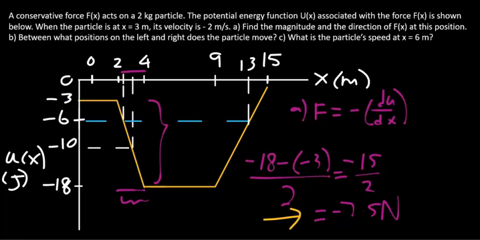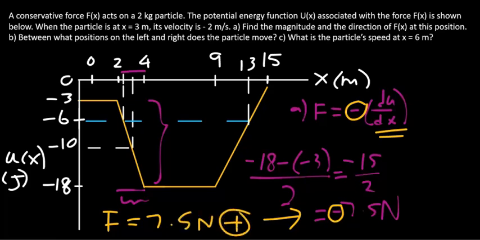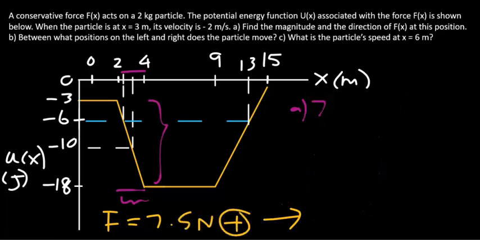This is just the slope, this part. Do not forget the negative sign, so this negative will cancel that negative, giving you a value for the force of 7.5 newtons in the positive x direction. So the answer for part A is 7.5 newtons i hat.